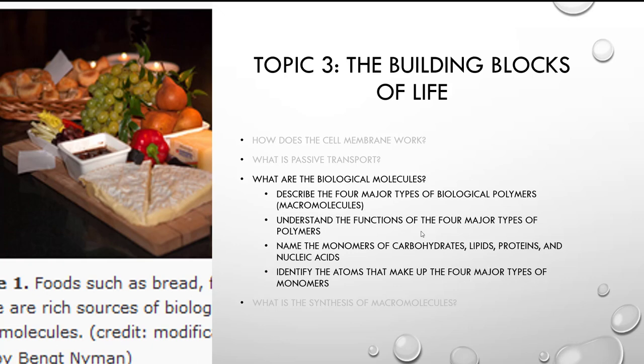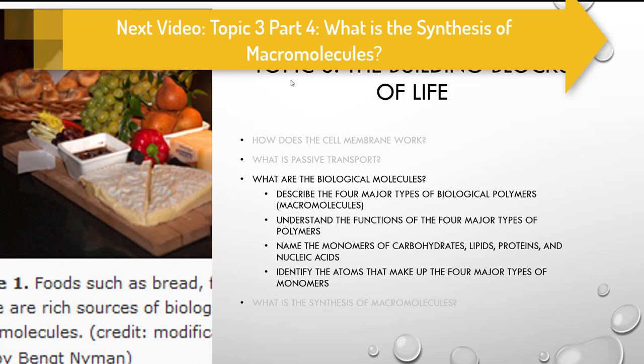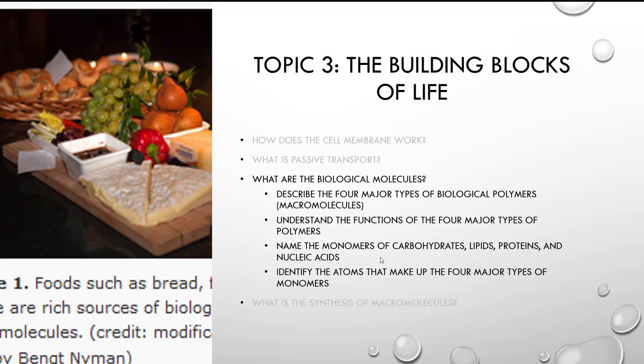You should be able to identify the atoms that make up the 4 major types of monomers. Okay, so what made up a carbohydrate? Think of the ratio I talked about. Lipids, think about those fatty acid chains. What were they made of? Proteins, think about that structure I showed you. And then the nucleic acids, look at that nucleotide I showed you. So you should be able to do all of that. And then finally, for the last video of topic 3, we're going to learn about how we synthesize these macromolecules.